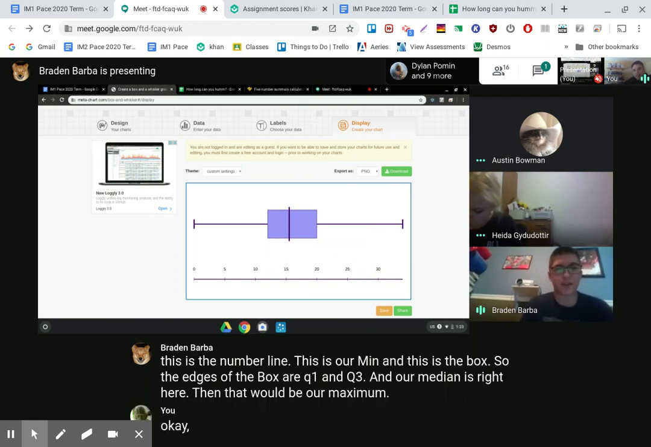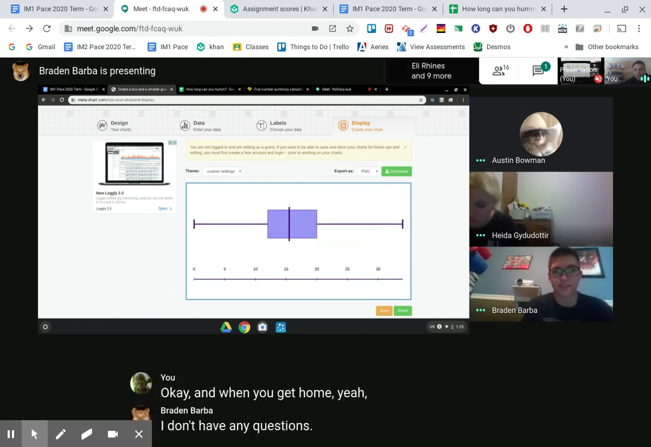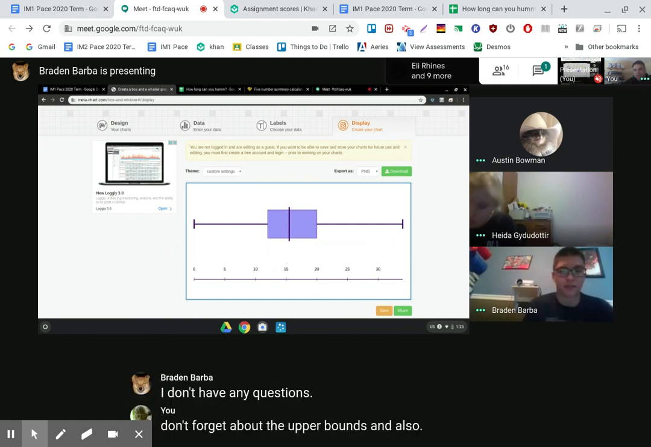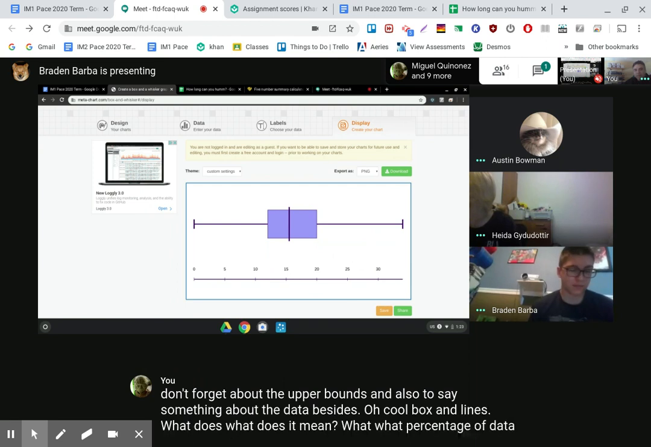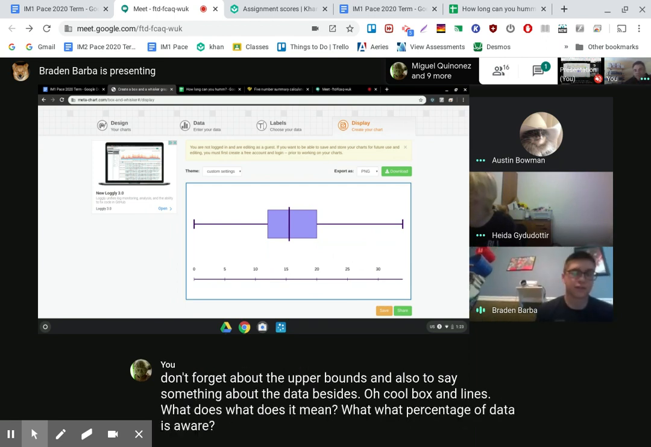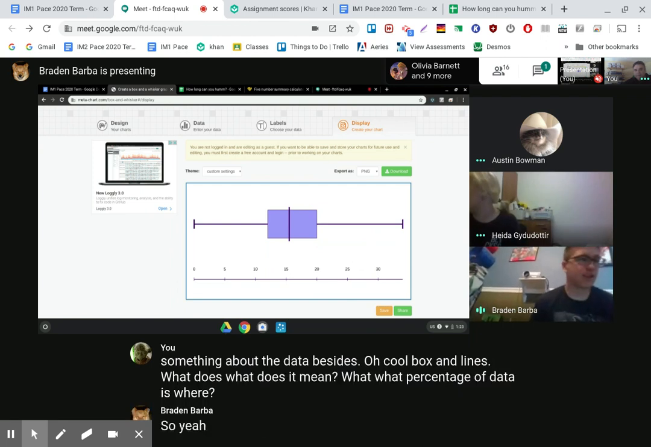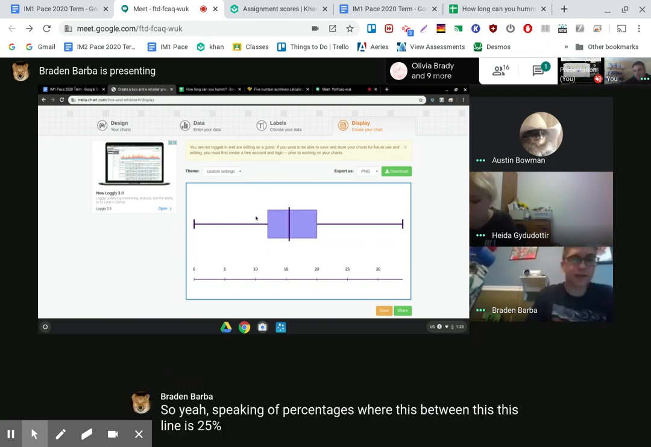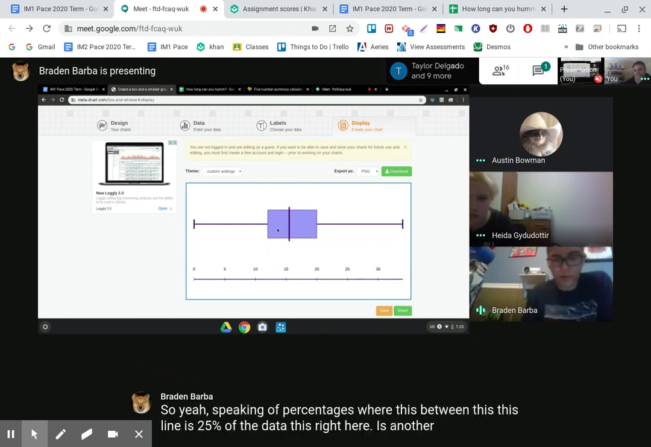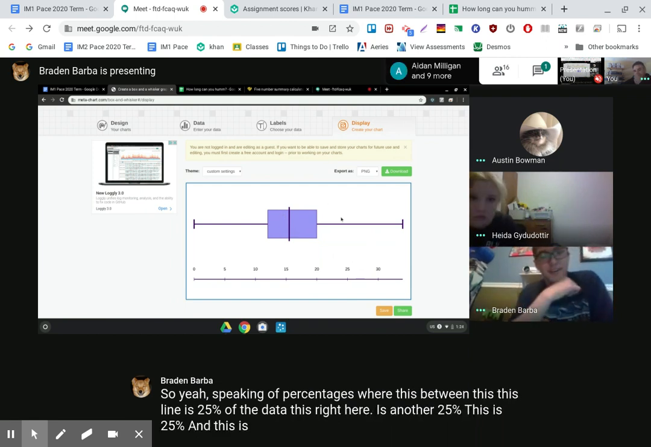When you guys are done, anyone have any questions? Don't forget about the upper bounds, and also to say something about the data besides, oh, cool, box and lines. What does it mean? What percentage of data is where? Speaking of percentages, from the min to this line is 25% of the data. This right here is another 25%. This is 25%, and this is 25%. If that makes sense.